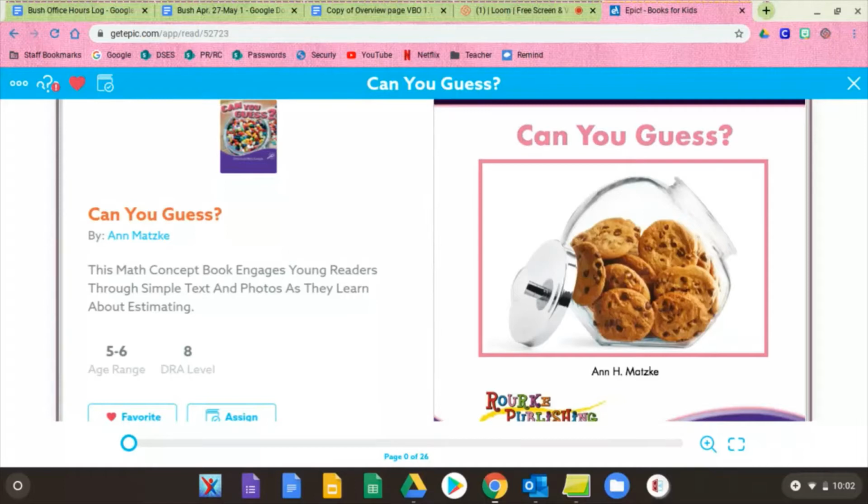We're going to go ahead and read a book called Can You Guess? So this is going to go right along with what we've been doing in our math lessons this week on magnitude. So remember that magnitude means that it's an estimate. You're making your best choice about how many objects are in a container or how many objects in a set can you see. So we're going to go ahead and open the book, Can You Guess? And we're going to read to find out what we can learn about estimation.